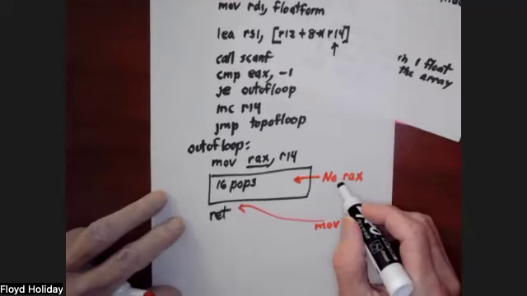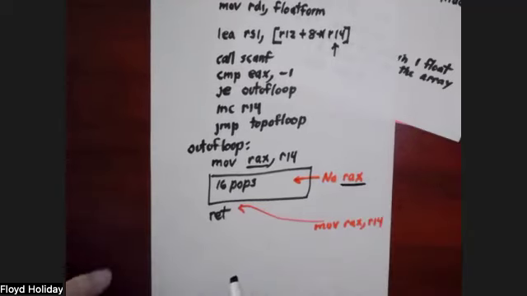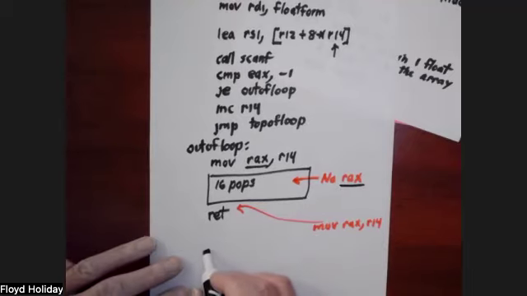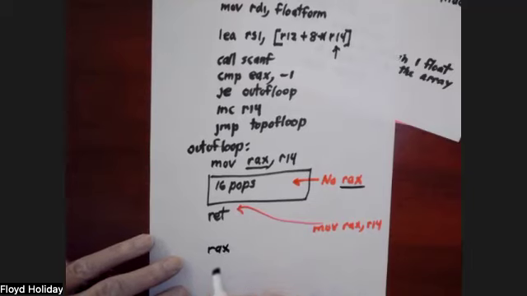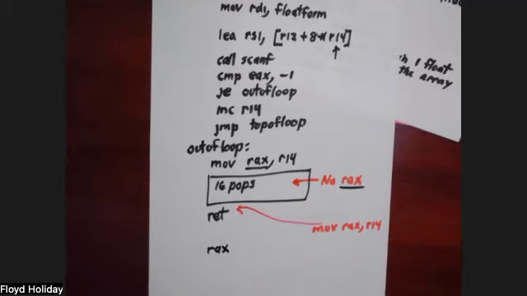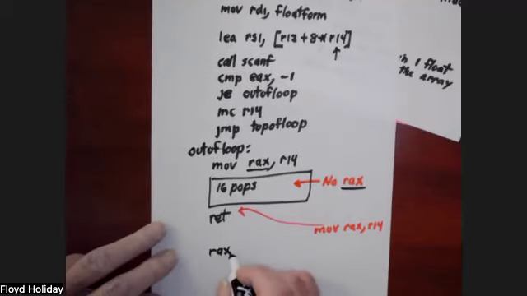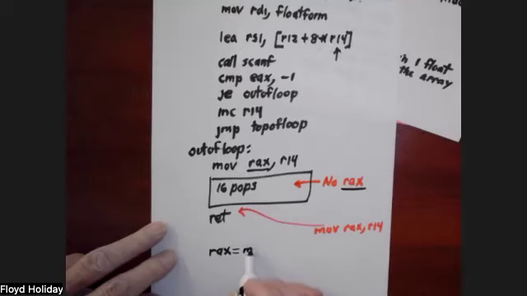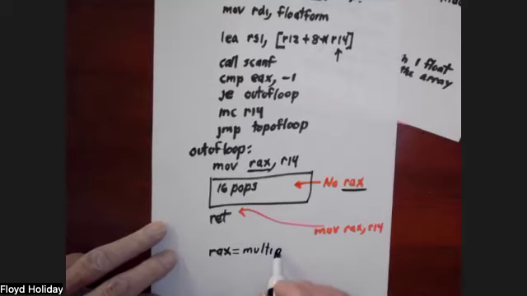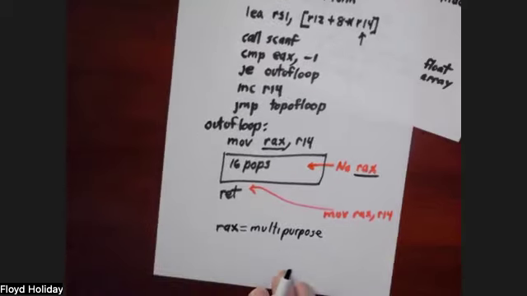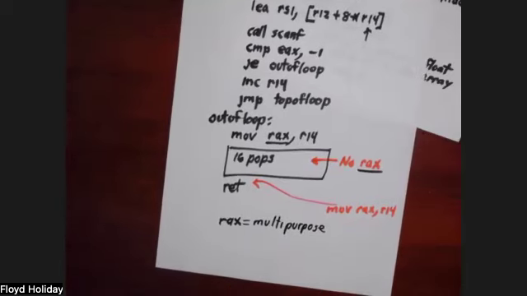You've probably seen by now that RAX is used as a junk collector sometimes. If you want to get some stuff off the stack, the common thing to do is to pop RAX and throw it away. It's a multi-purpose register. Okay, that's the end of the story. What does the clock say? We did that in half an hour. That's pretty good.